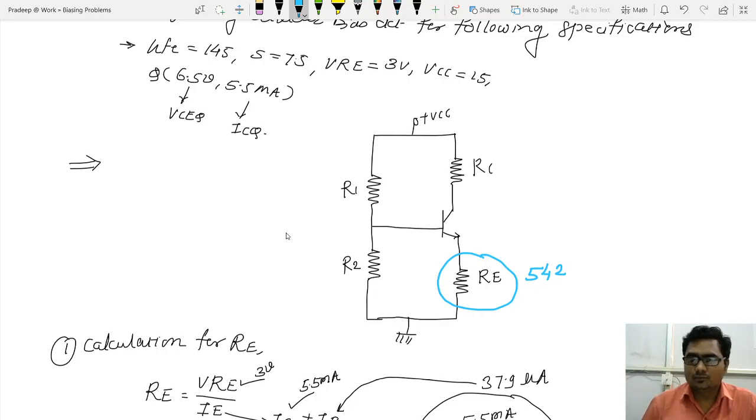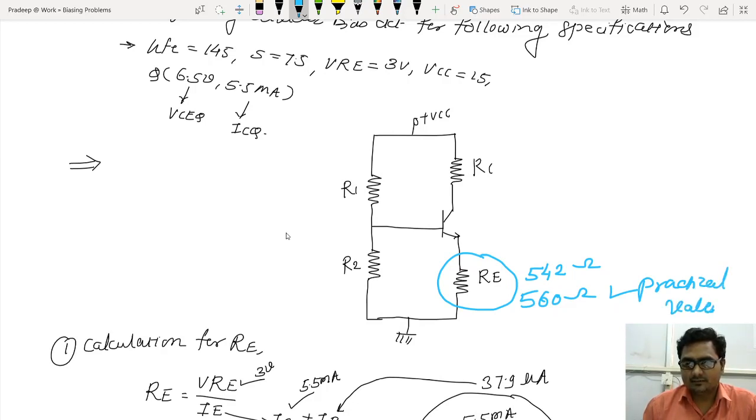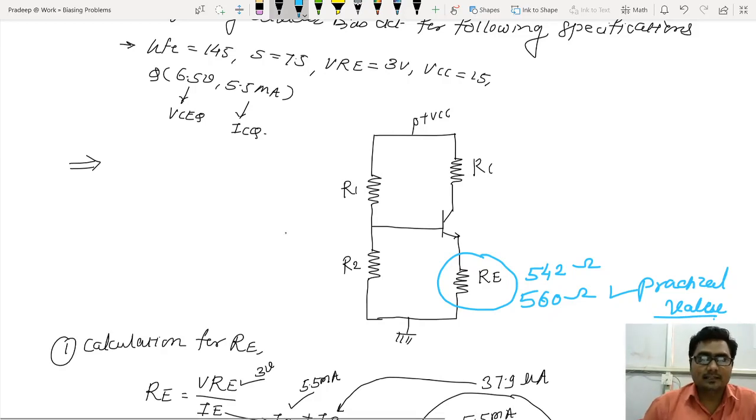If you want to perform this experiment in the lab, the exact value of 542 ohm resistor is not available. So the nearest available value that I need to use is 560 ohm. That's the practical value that I will use in my lab session. So RE we are done with. Let us calculate the others then.